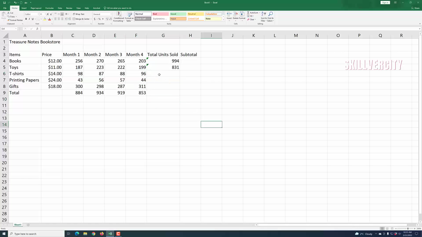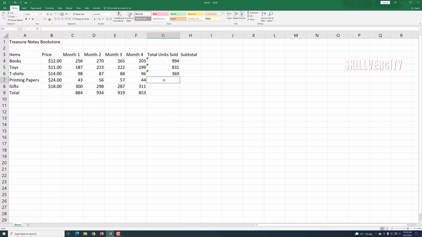Another way that we can do this is by using the equal sign, which is mostly what people use. If I use the equal sign, if I open parentheses and I can select the sum of the numbers that I want and then close parentheses and then enter. There I have my total units sold for t-shirts.